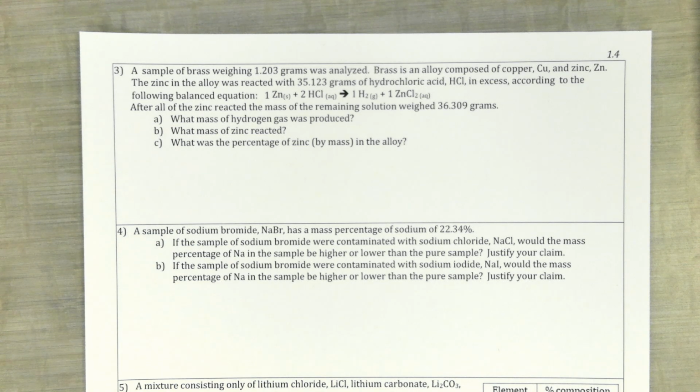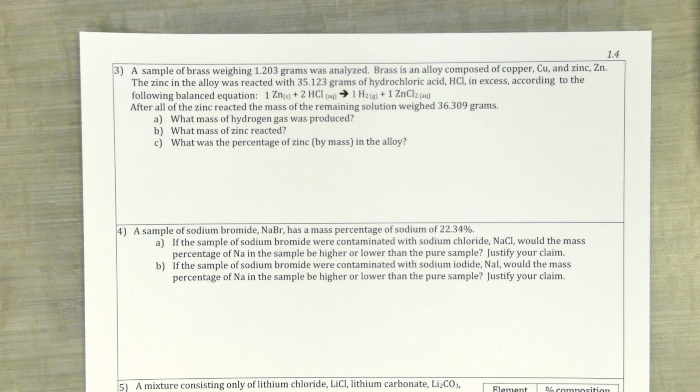Okay, so you have the alloy, which is 1.203 grams, and it's reacting with hydrochloric acid. Well, for hydrochloric acid, if you add one chlorine and one hydrogen together, you get 35.12, depending on what periodic table you're looking at. So you get a total mass of 36.33, or 326, for the reactants. So you subtract that from the solution weight of 36.309 and you'll get your mass of hydrogen.